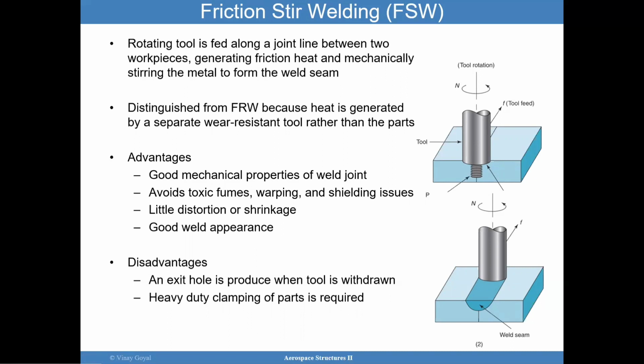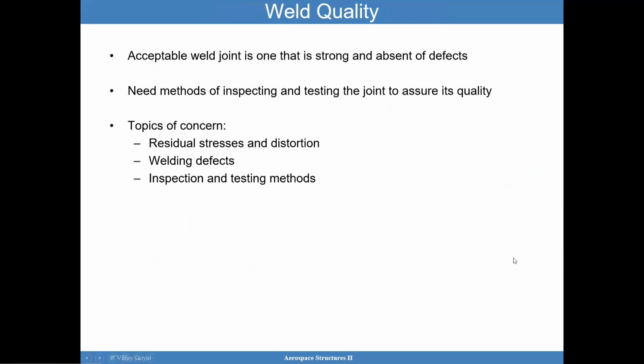They do get great mechanical properties. It avoids the toxic fumes, warping and shielding issues. There's little distortion or shrinkage, and you get a great weld appearance. The disadvantage is that you get a hole when you withdraw the tool. And heavy-duty clamping is required because of the forces that get involved.